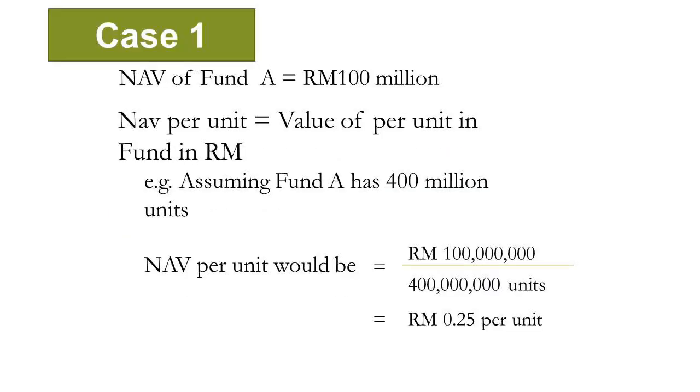You'll have NAV, the total fund size is 100 million ringgit. They have 400 million units. So how much price for one unit? You have to take 100 million divided by the number of units. So ringgit divided by units, you get ringgit per unit price. You understand the formula? How to remember the formula is straightforward. You have your ringgit divided by units, so you get ringgit per unit.